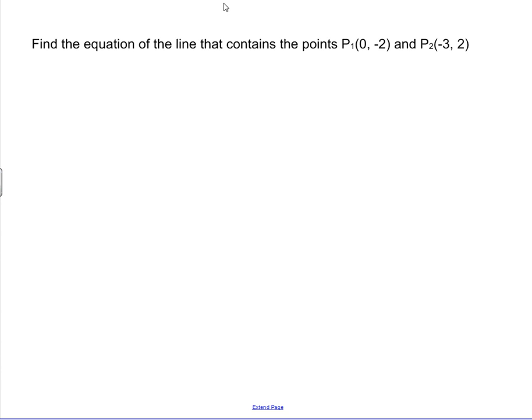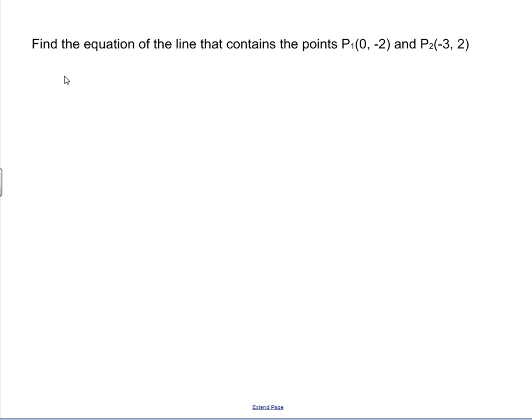Okay, hello again, everybody. Let's keep going through our discussion of linear equations. And this time, we're being told, let's find the equation of a line that passes through the points (0, -2) and (-3, 2). And it doesn't look like we necessarily have enough information, but what two pieces of information did we need?